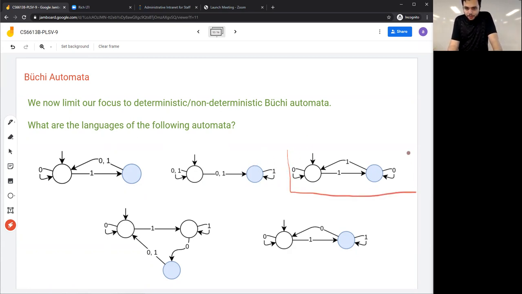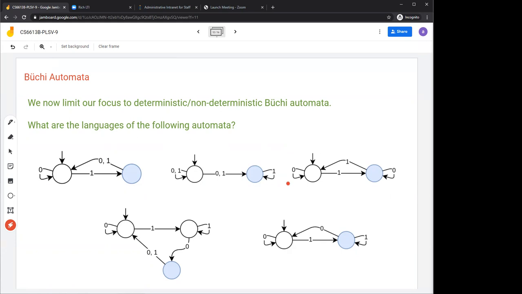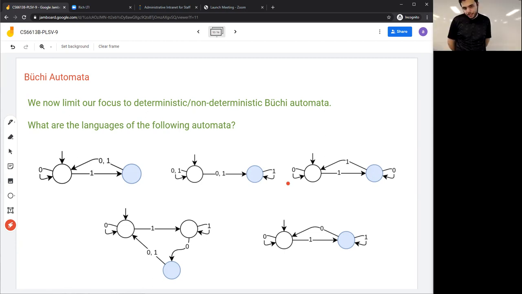Okay, how about this third one? What strings are accepted by this automaton? Wouldn't that be all strings? So do you think it accepts all of the strings? I mean, it should at least have one one, right, for it to go here.